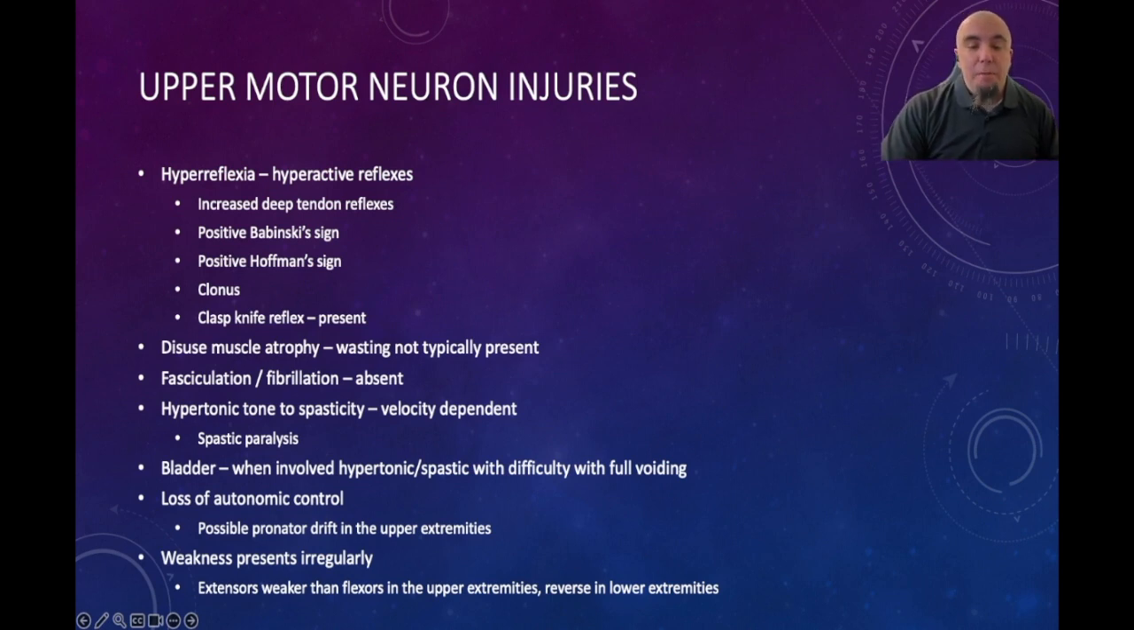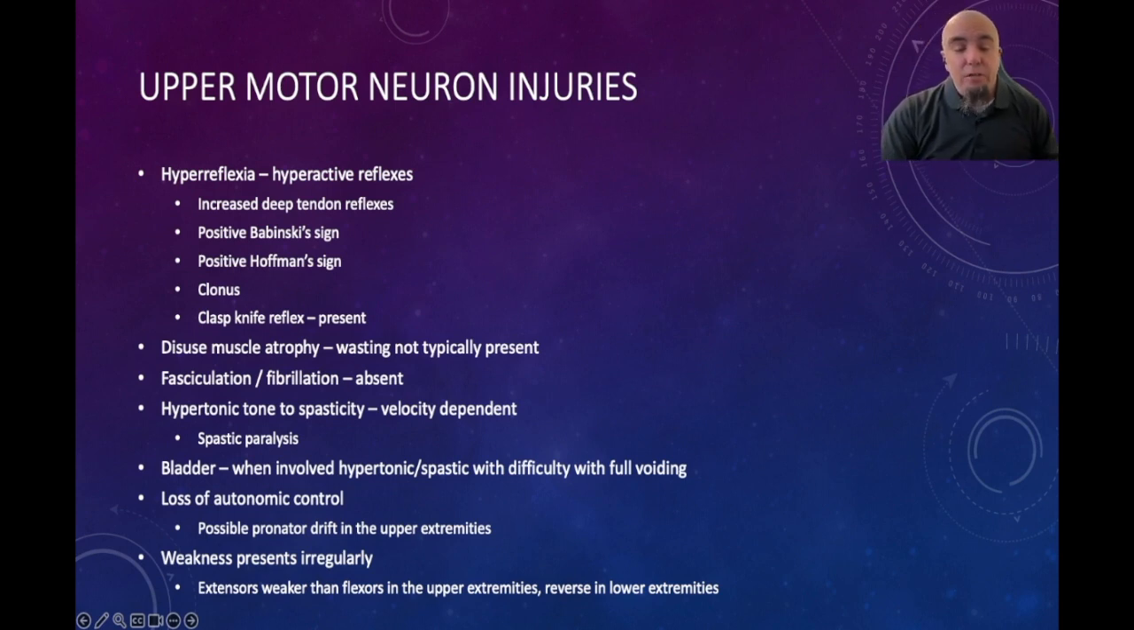They'll have a positive Babinski sign, meaning when you test their foot, their toes will often splay into extension and flare outwards. They'll have a positive Hoffman sign. When you flick that third digit, oftentimes you'll notice reflexive movement in the first and second digits. They'll often present with clonus, meaning when they start moving, they have rapid motions they can't stop. And the clasp knife reflex will often be present in these patients.